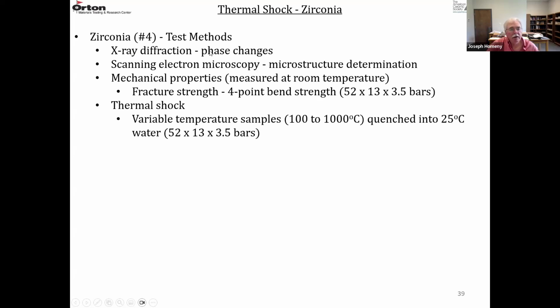They looked at the phases present by X-ray diffraction. They looked at the microstructure by scanning electron microscopy. They measured fracture strength in 4-point bending at room temperature. And these were the size of the bend bars, 52 by 13 by 3.5 millimeters. And the thermal shocks were at variable temperatures from 100 to 1,000 degrees C. All the quenching was done in 25 degrees C water and on the same size bars.